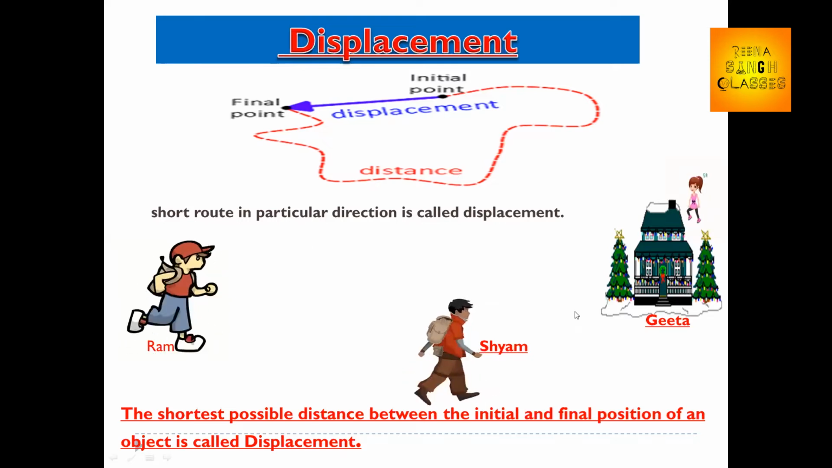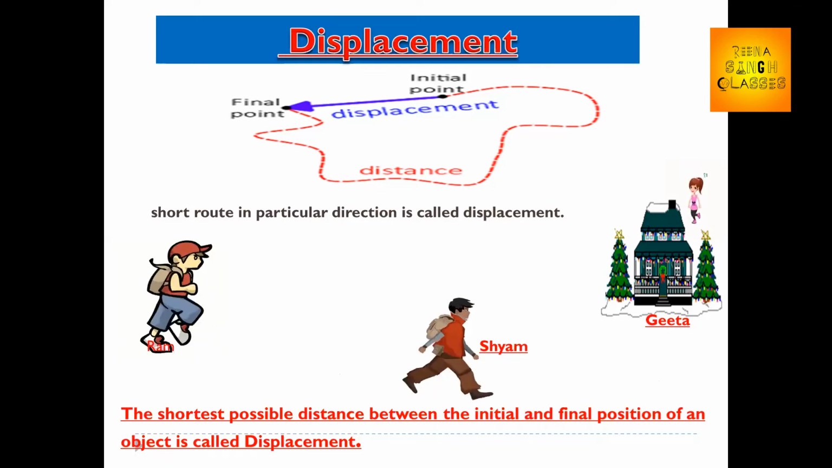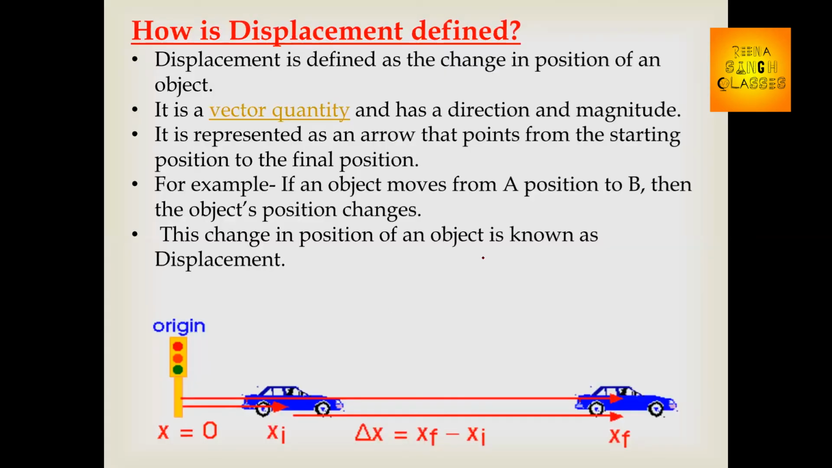But if he knew the house of Geeta, he would have taken a short path from his house to Geeta's house. So the definition of displacement we get from this example is: the shortest possible distance from the initial position to the final position of an object is called displacement. So how is displacement defined? Displacement is change in position of an object. It is a vector quantity because it has both direction and magnitude. It is represented as an arrow that points from the starting position to the final position.